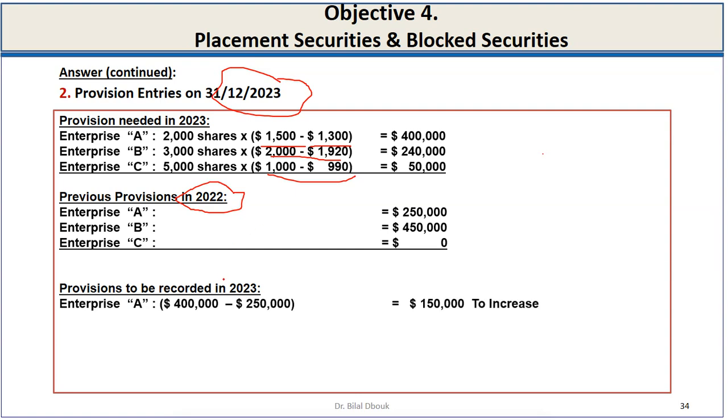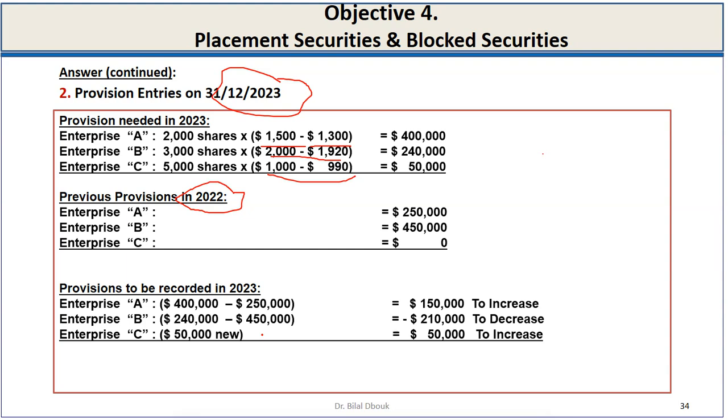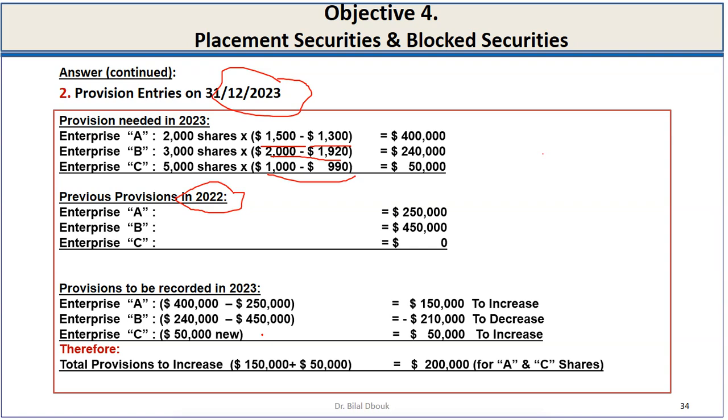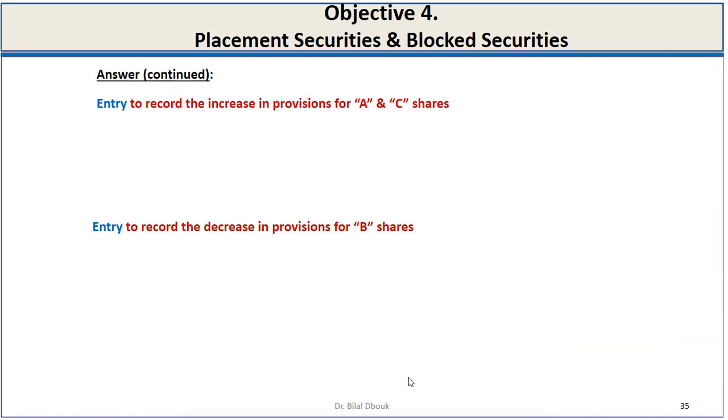So for the provision needed in 2023, I have to increase the provision for A by $150,000. For B, I have to decrease it by $210,000, and for C I have to increase it by $50,000. So therefore the provision is to increase by $200,000 for shares A and C, and for B it is to decrease by $210,000. So I have two entries to record.